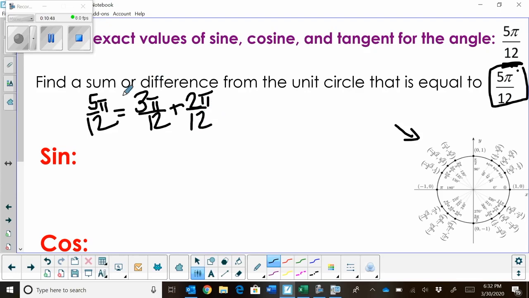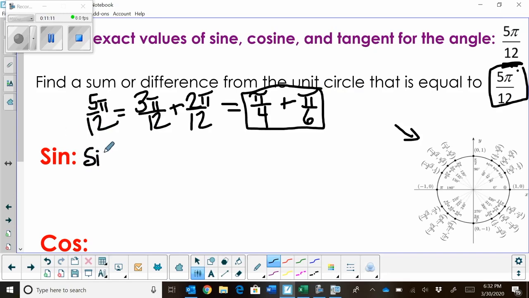Okay, now we don't recognize those because they're not reduced, so let's reduce those. 3 pi 12ths is really pi 4ths, and 2 pi 12ths is really pi 6. So there is our sum of the two angles. So let's write this out. So we have the sine of pi 4ths plus pi 6.